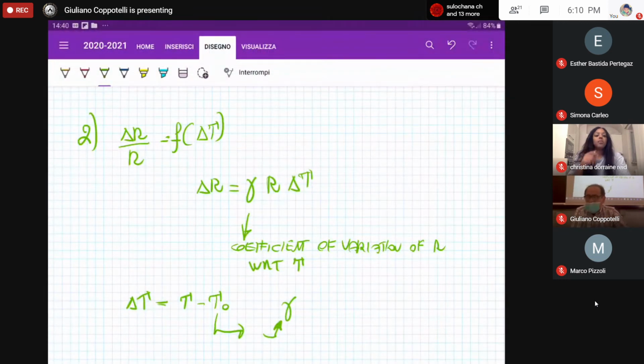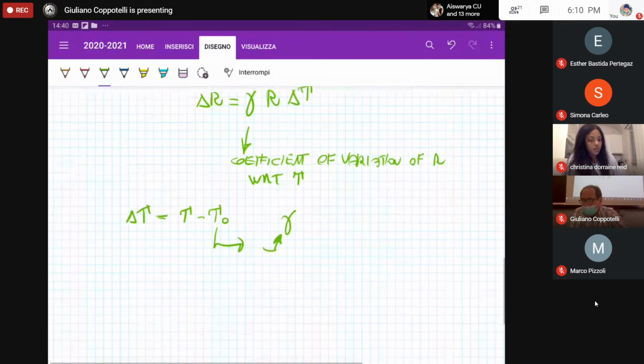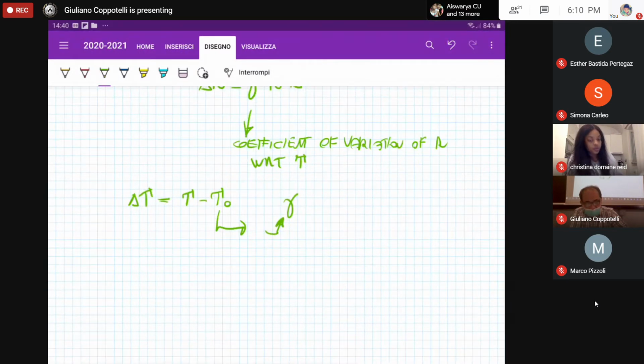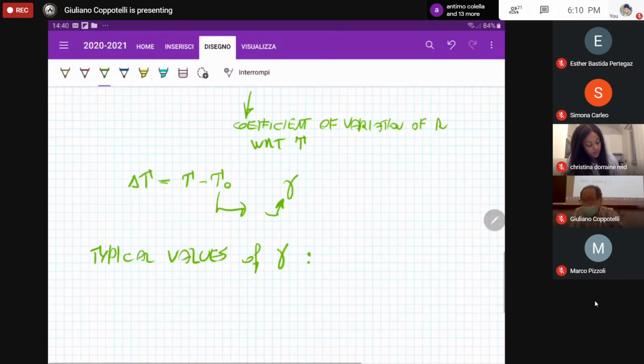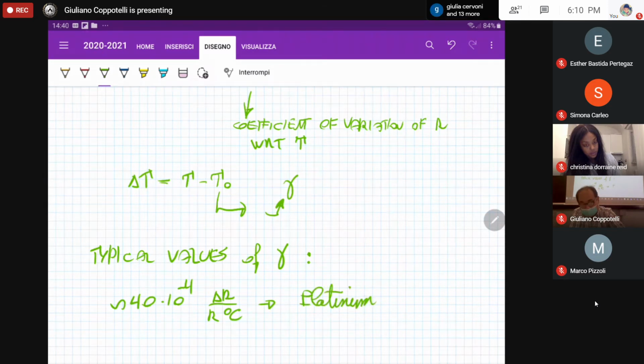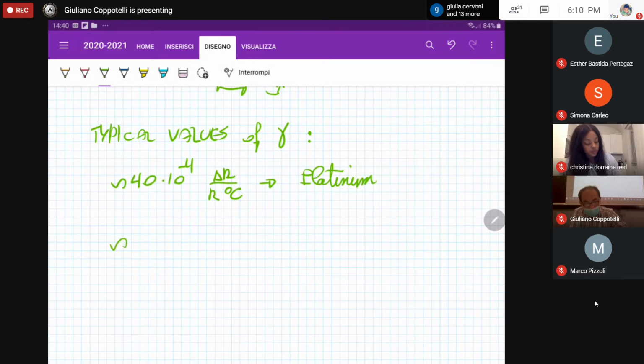Okay. Typical values of the gamma coefficients are, for example, about 40 times 10 to the negative 4, delta R over R per degree Celsius, for platinum, and about 3 times 10 to the negative 5, same unit of measure, for Constantan alloy material.